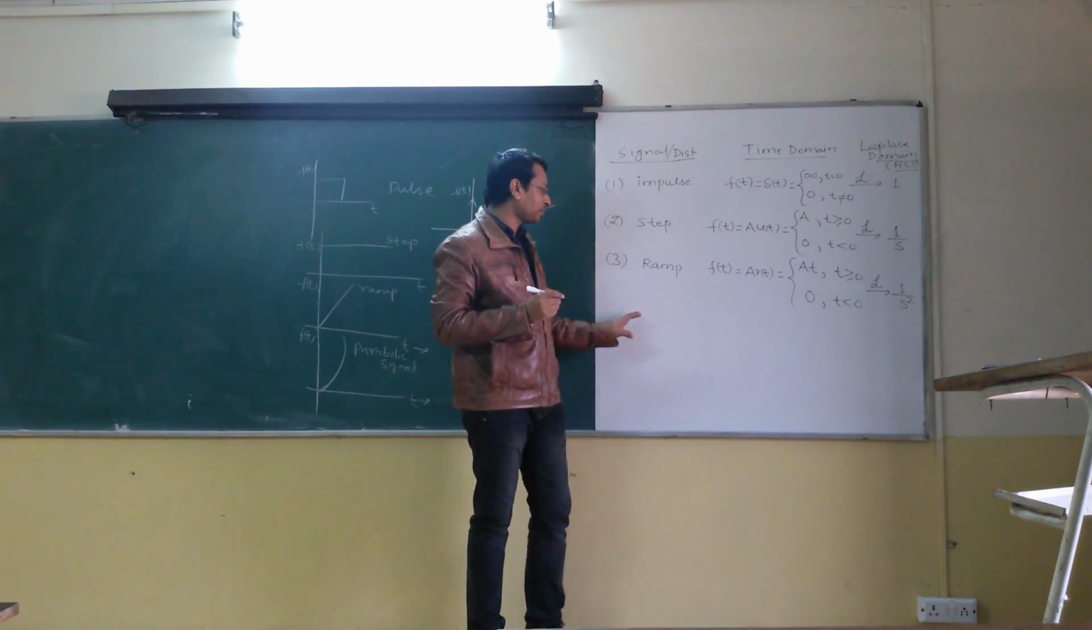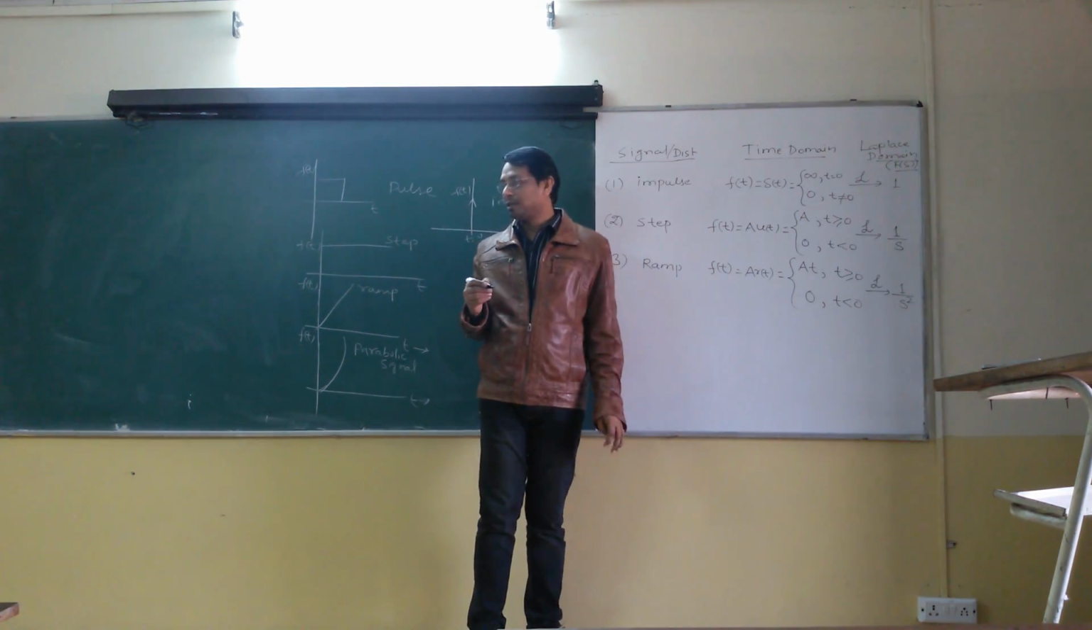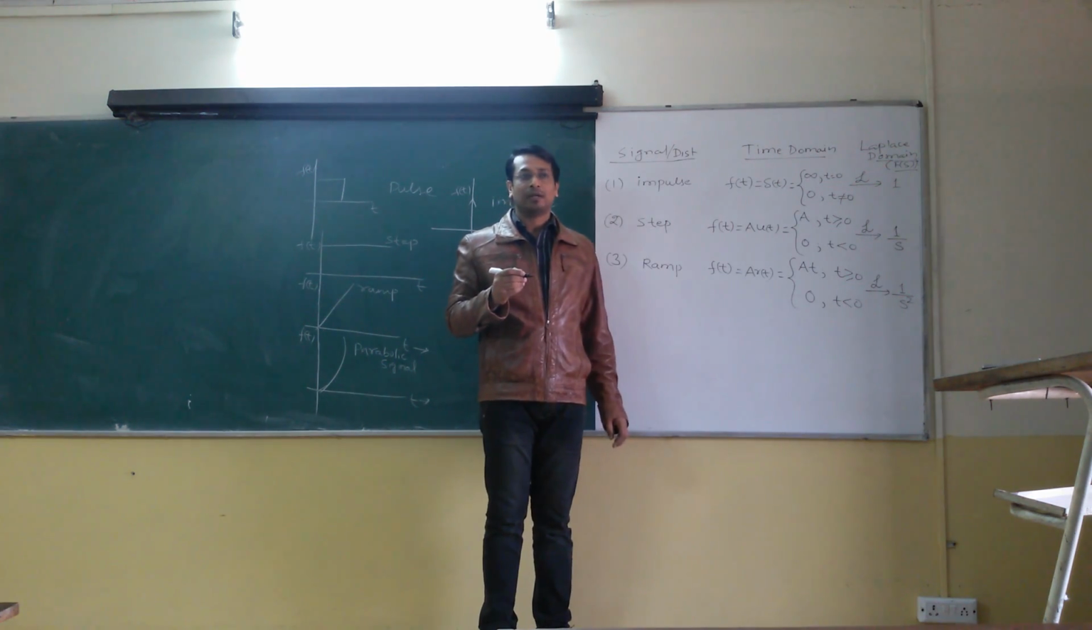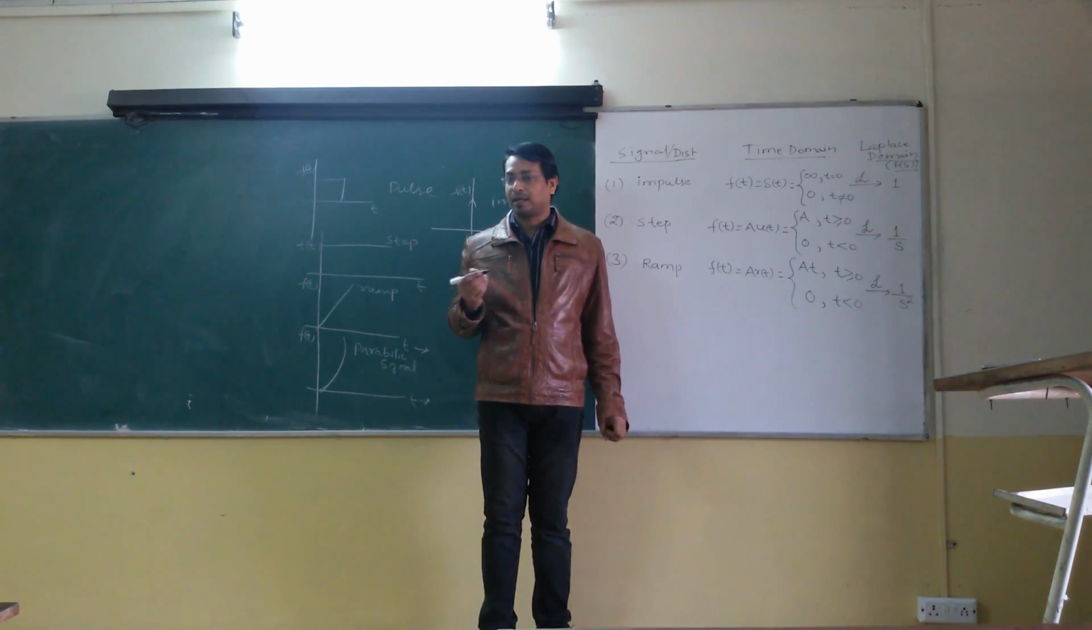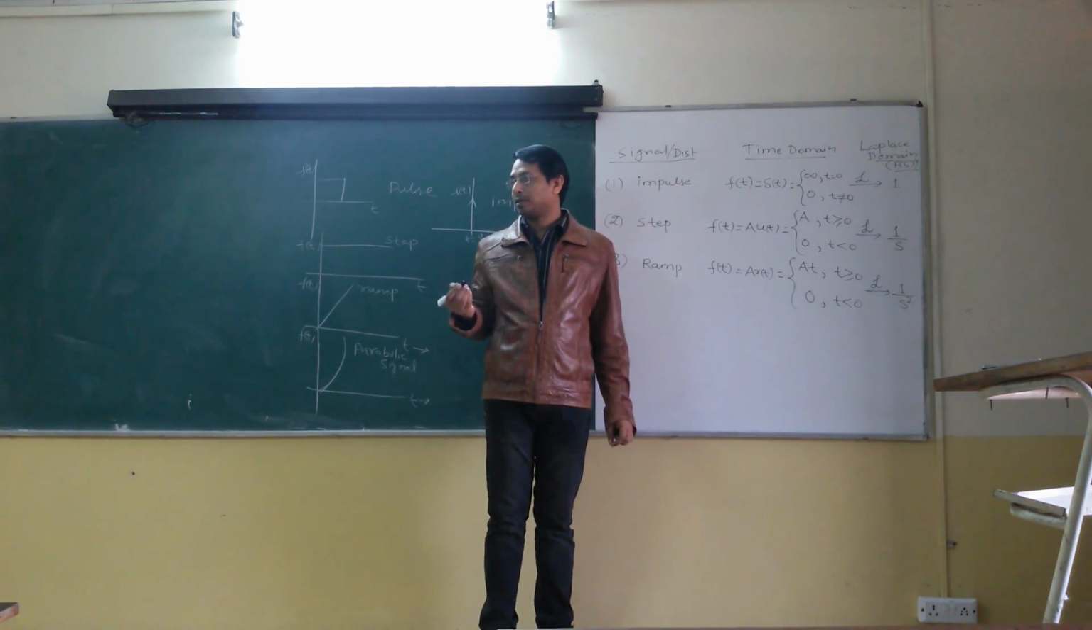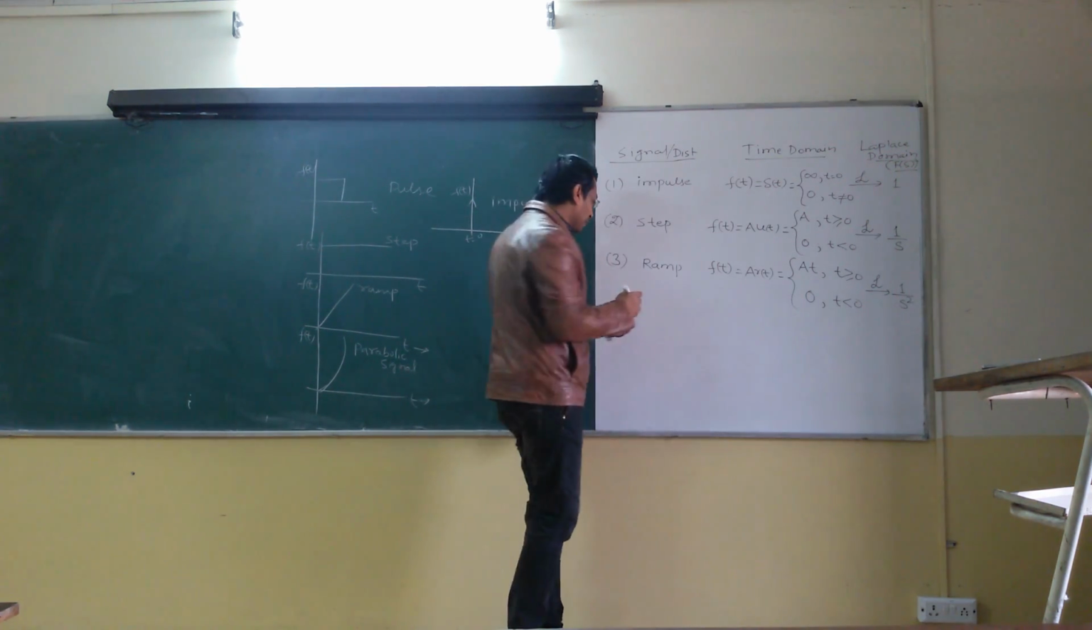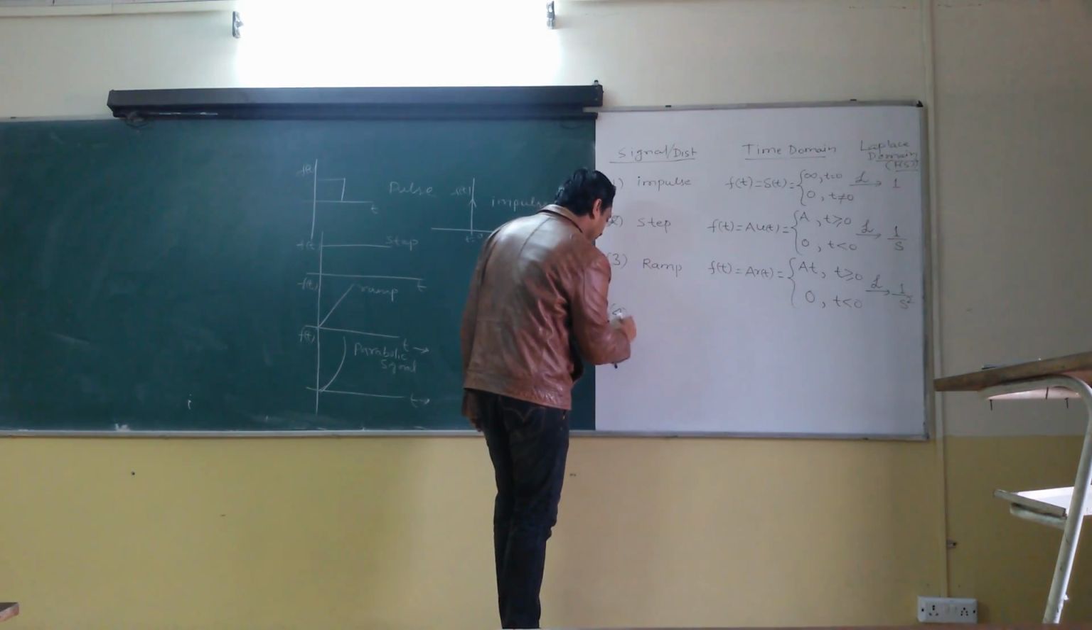Now coming to the parabolic type of disturbance, the case where your disturbance signal is drifting at a high speed, or you can say drifting very fast with respect to time. That is your parabolic.